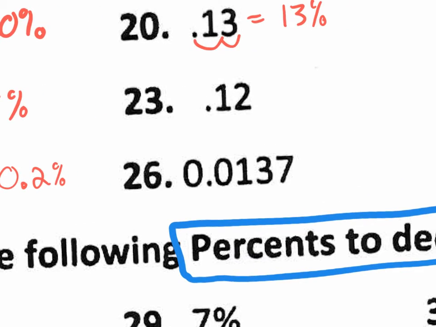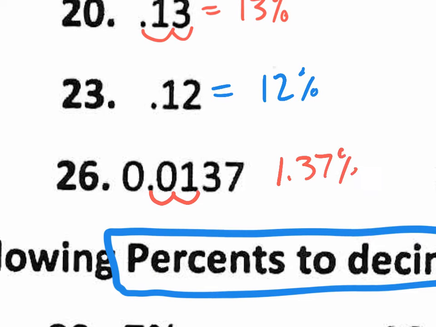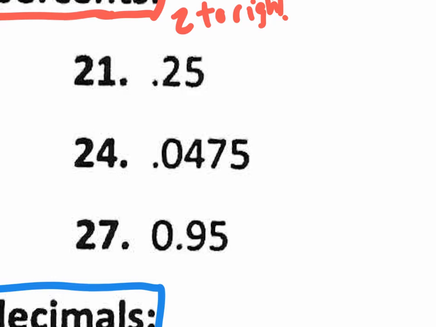Anyway, on all of these, you're just moving them over. What's 0.23 going to be as a percent? 12%. How about 26? What's that going to be as a percent? 1.37%, right? Okay. And they do exist. If you invest money in the stock market, there'll be times you'll be making 1.37% interest. How about 0.25 as a percent? 25%. Hope everybody's following along. By the way, you're going to have to do this on the quiz Friday.